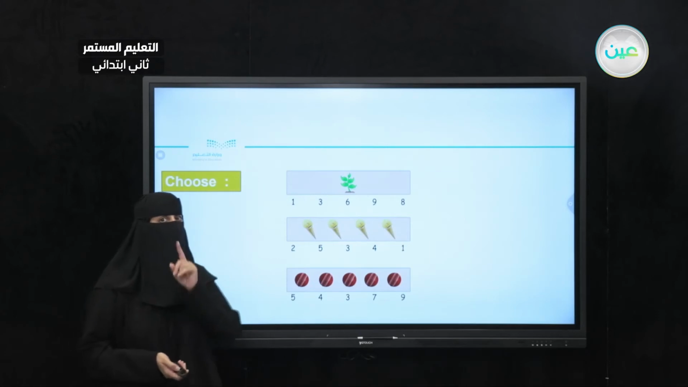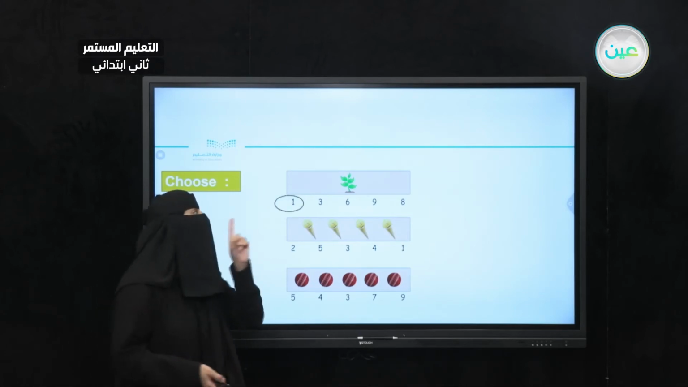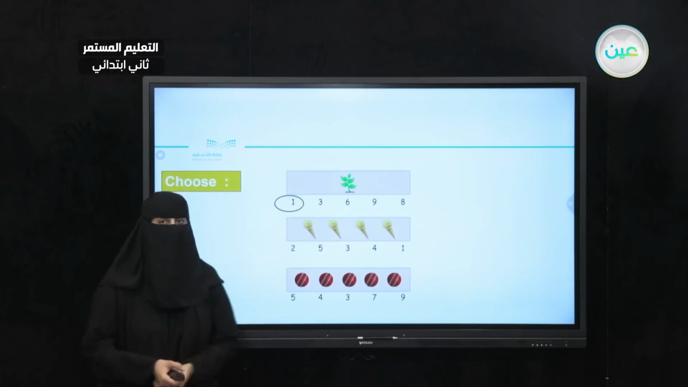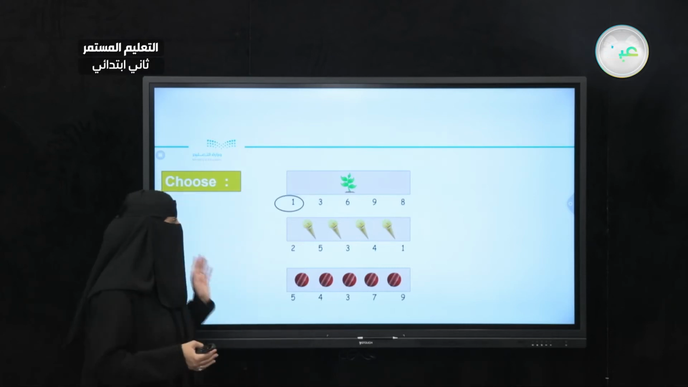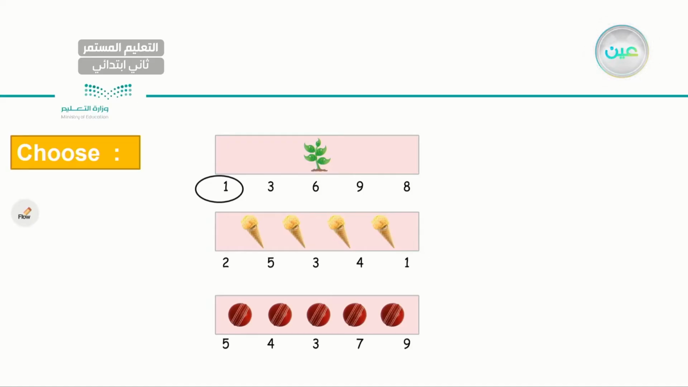This is an easy one. I can only see 1. Very good. Moving to the next picture. How many ice creams can you see? 2, 5, 3, 4, 1. How many? Start counting.